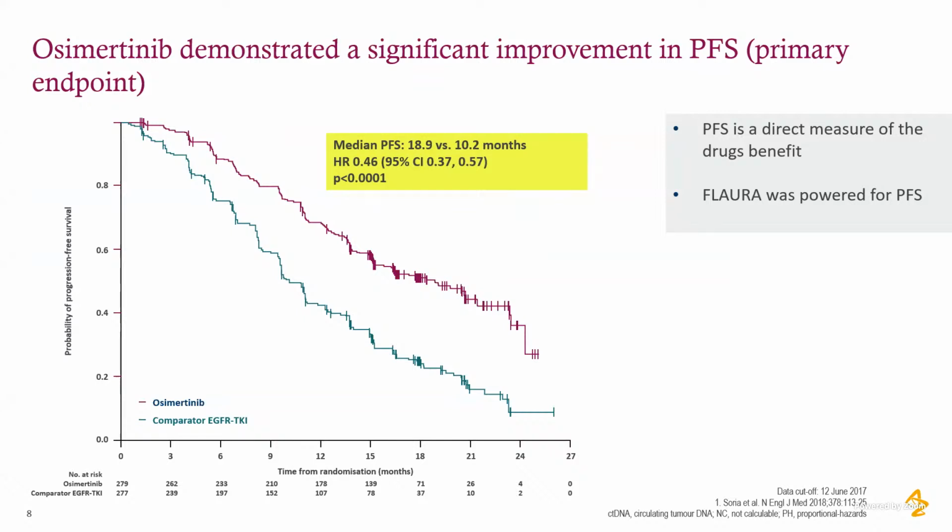If you see these Kaplan-Meier curves, they are widely separated. Median progression-free survival in the group who received osimertinib upfront was 18.9 months versus 10.2 months in the standard of care, that is gefitinib or erlotinib. Progression-free survival is a direct measure of the drug's benefit, and FLORA was powered for progression-free survival.